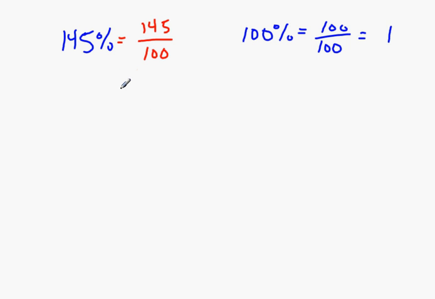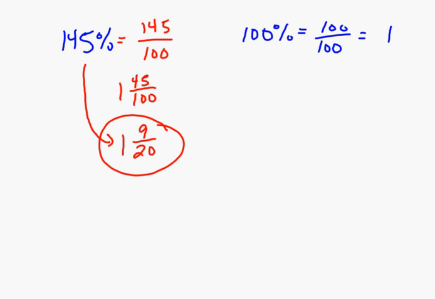So 100 goes into 145 one time, 45 left over. 100 is the denominator. Of course, we can reduce this to 1 and 9/20. They both have common factors of 5. So 145% as a fraction is 1 and 9/20.